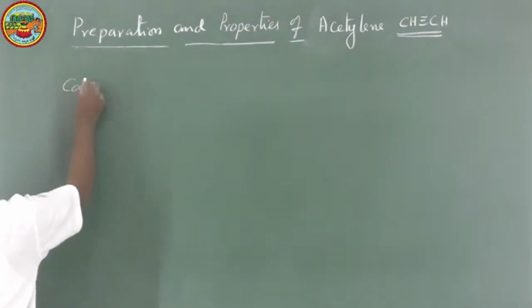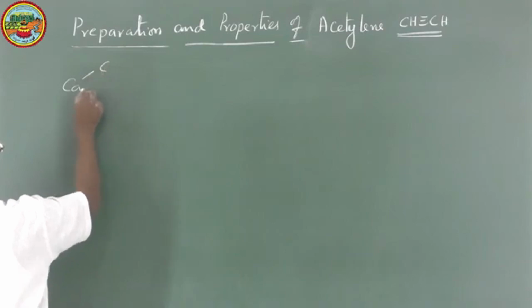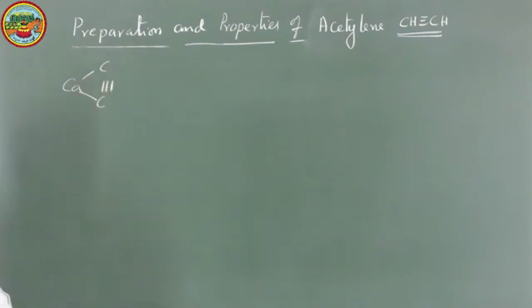Calcium carbide we know, we use in welding purposes. Its structure is like CaC2, calcium carbide. There will be a double bond between two carbon atoms, and these two carbon atoms are in turn bonded with calcium. So this is said to be calcium carbide.